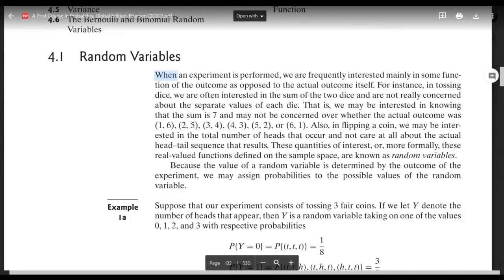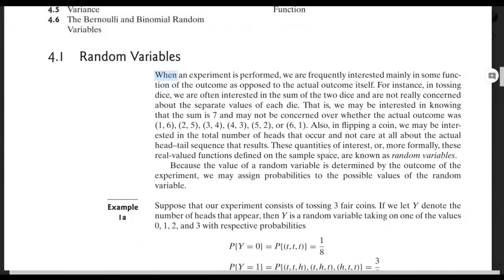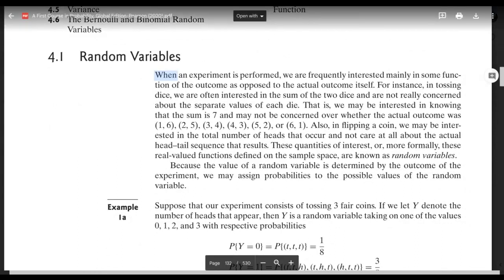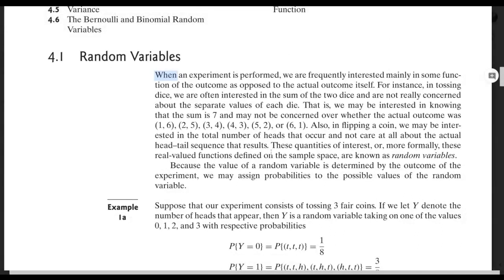Also, in flipping a coin, we may be interested in the total number of heads that occur and not care at all about the actual head and tail sequence that results. So these quantities of interest, or more formally, these real-valued functions defined on the sample space, are known as random variables. Real-valued functions. So this is class 3.5.